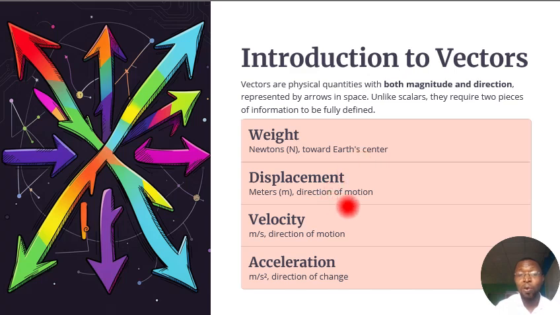Displacement is distance covered in a specific direction. So in this case, it's different from the normal distance that we mentioned earlier.